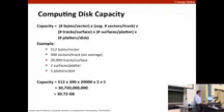Okay, so as you can imagine, the formula for computing the disk capacity is fairly straightforward. It's the number of bytes per sector times the average number of sectors per track times the average number of tracks per surface times the number of surfaces per platter times the number of platters per disk. Okay?